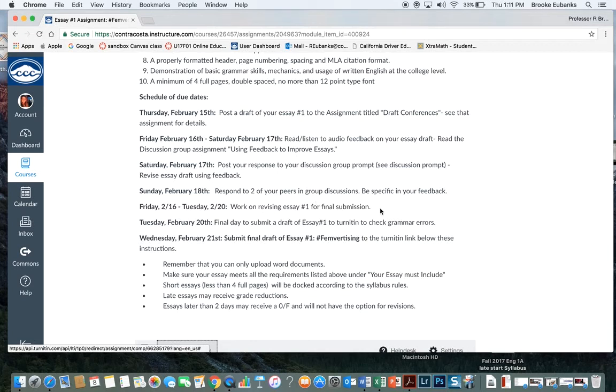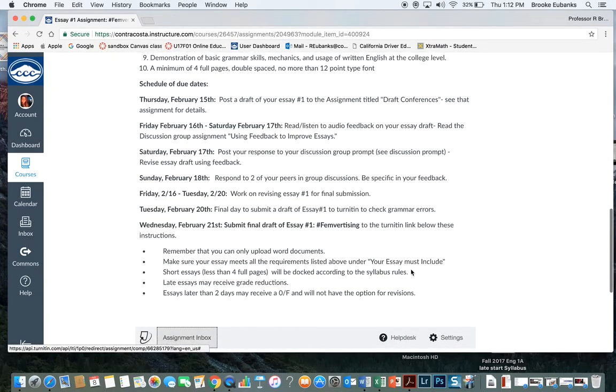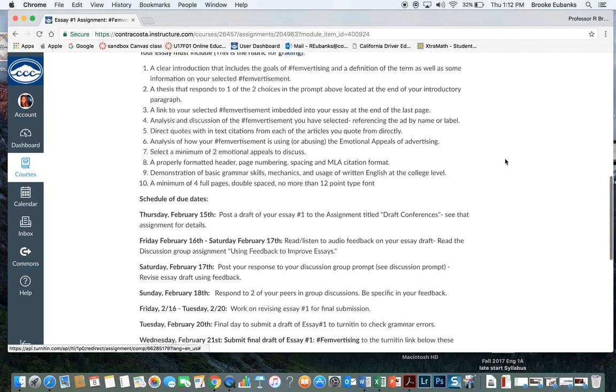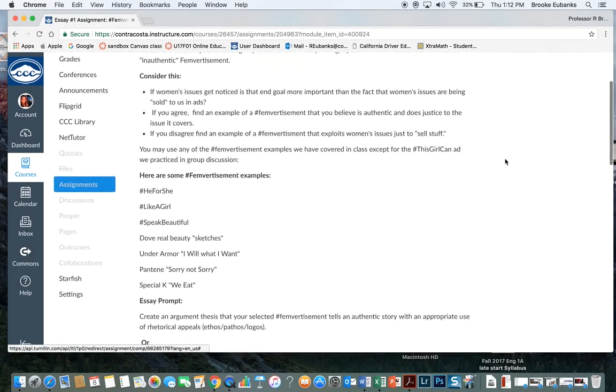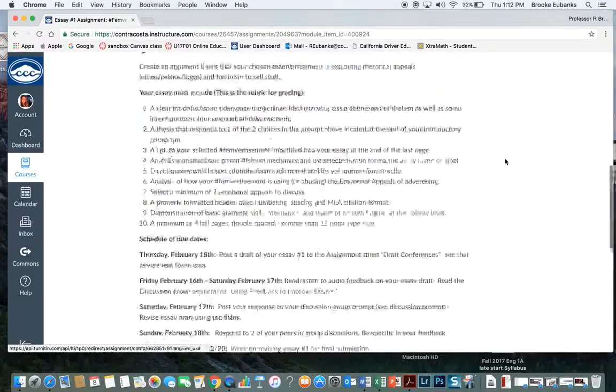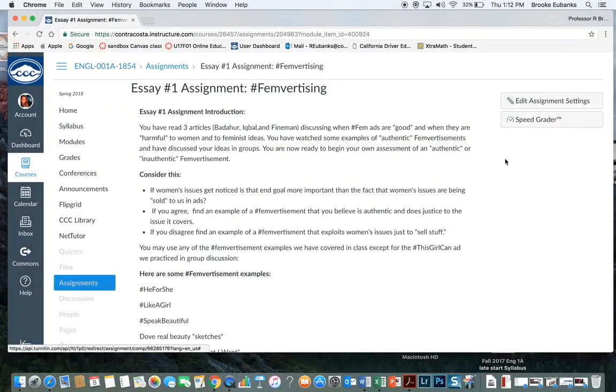Then lastly, you have an end date for using Turnitin on the essay assignment, which is the day before the paper is due in its final form. And I remind you of things like short essays will be docked, late essays will have grade reductions, and essays that are later than 2 days will not have the option to be revised. So if you have questions about any aspect of an assignment sheet, it is very important that you ask them right up front. I always suggest you read the essay assignment through a couple of times before you get started with the constructing, which is our next video.